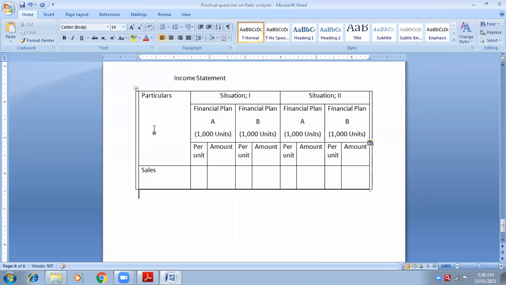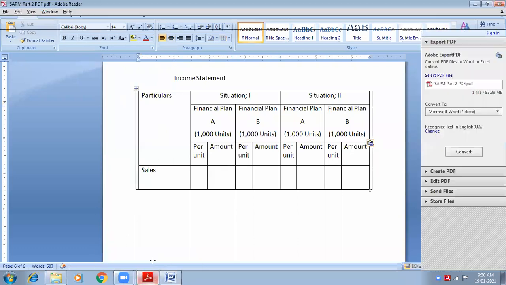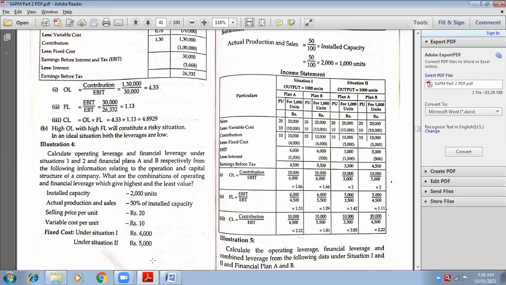1000 units. How 1000? Actually 2000 are given, no? So why are you writing 1000 units? Can anybody tell me? Actual production and sale is 50% of installed capacity. Very good. So installed capacity is 2000. So 2000's 50% is 1000.